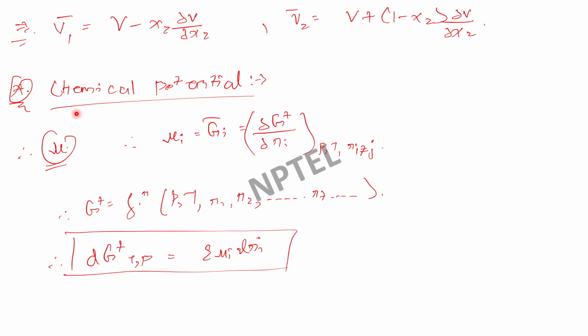Similarly, what is chemical potential? mu_i is a term which can be defined as the chemical potential. It can be written as G_i bar, del G_t by del N_i at constant temperature, pressure and number of moles N_j, j not equal to i. The total Gibbs free energy is a function of temperature, pressure and number of moles of the components involved. So in differential form, the differential of total Gibbs free energy at constant temperature and pressure is summation of mu_i dN_i. Okay, so this is the concept that has been discussed as the chemical potential.